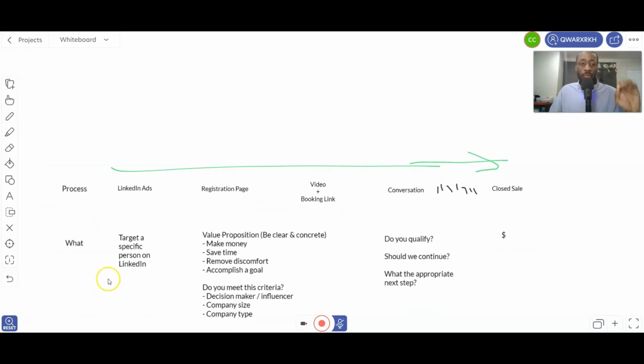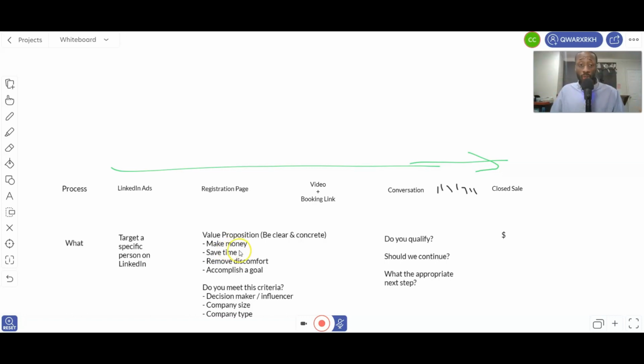On LinkedIn, we're going to target one specific person on the platform. We're trying to identify one particular decision maker. And when we put that ad in front of them, we want to introduce them to this opportunity: a chance to make some money or save some time or remove a specific discomfort that they're experiencing in their world or accomplish a significant goal that matters to them. But this is the selfish part, right? This is what would motivate someone to move forward in this process.